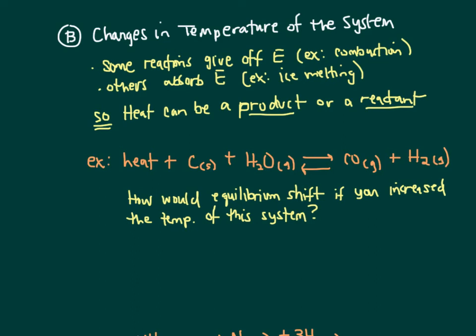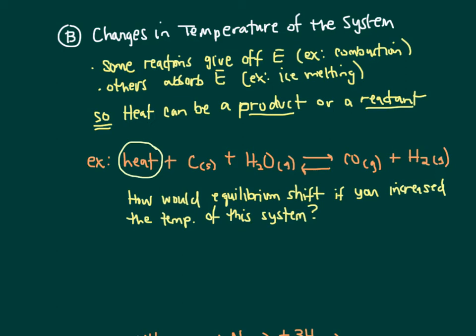All right, so let's talk about what happens when you know which side the heat is on, or the temperature, and what happens when you change the temperature. So here's an example. How would the equilibrium of this reaction shift if you increase the temperature of the system? You need to look at where this heat factor is. Is it a reactant, or is it on the product side? Well, in this case, it's a reactant. So you're going to treat it just like you would any other reactant.